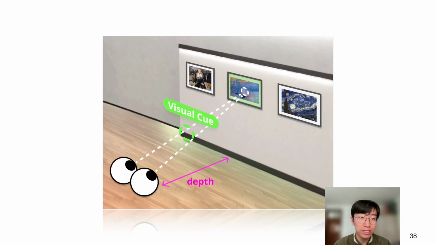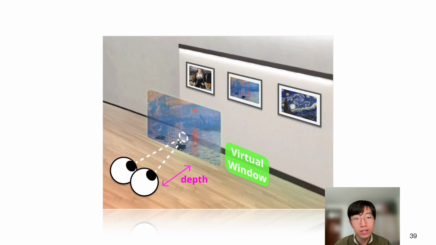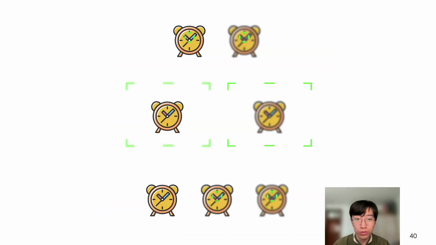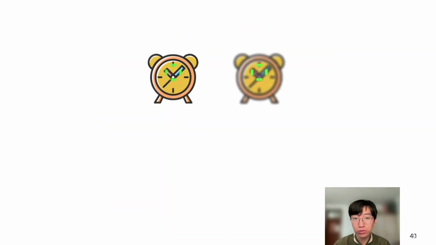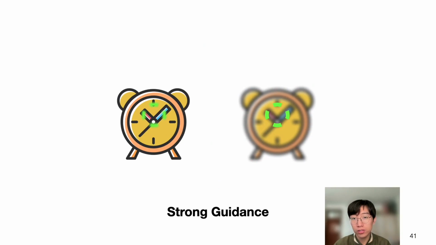It is placed at the same distance as the virtual window, so when you look at it, your visual depth will enter the activation zone and the virtual window will be activated. There are three types of visual cues. The first one is strong guidance. It is a circle in your view center, so you can reach the activation zone by simply looking at it.